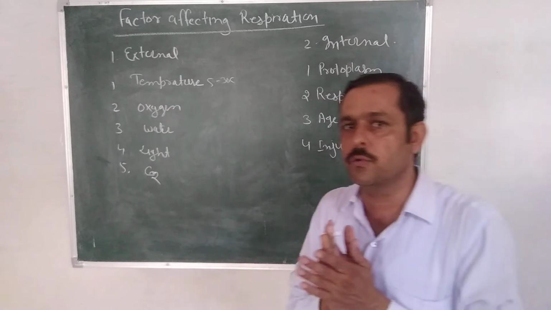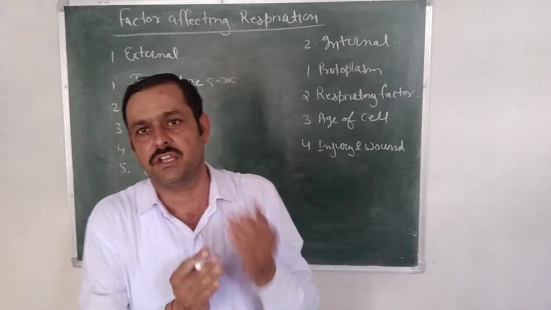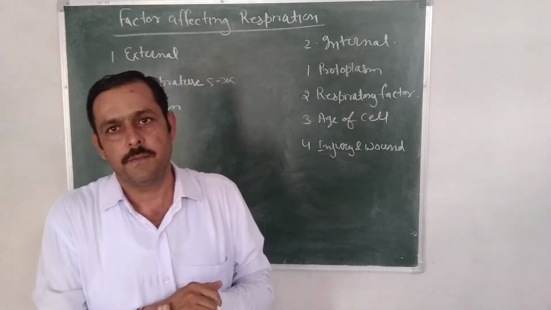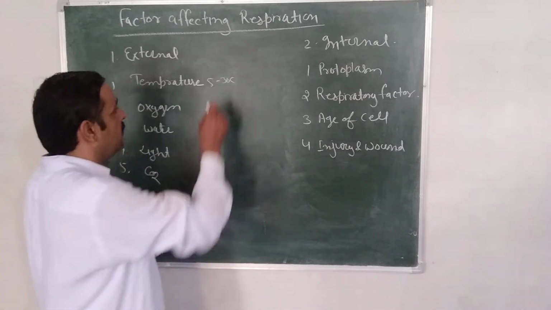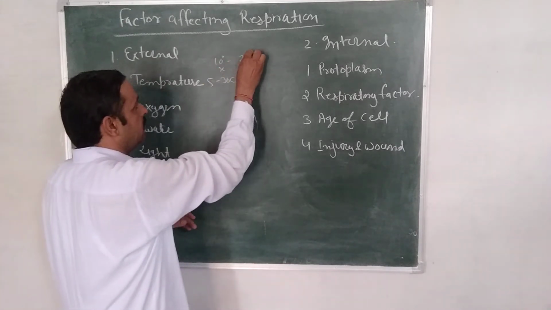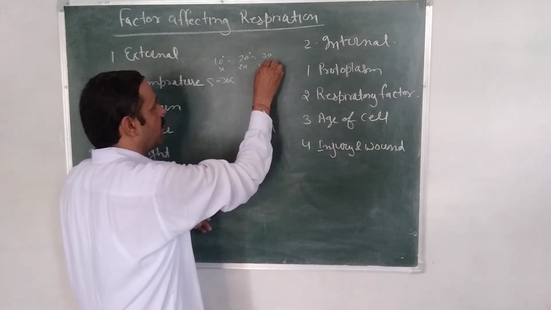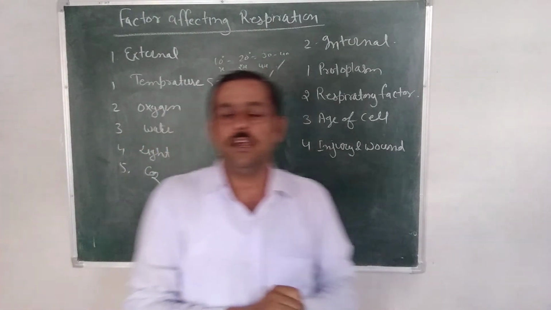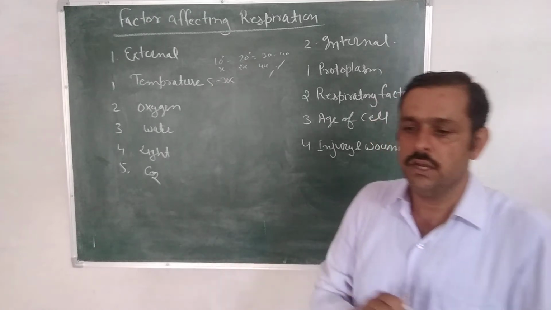What is the Van 't Hoff rule? It means the Q10 rule. Whenever the temperature increases by 10 degrees centigrade, the rate of respiration just doubles in the range between 5 to 30. For example, if the temperature is 10 degrees, the rate of reaction is X. At 20 degrees, the rate of reaction is 2X. At 30 degrees, the rate of reaction is 4X. At 40 degrees, the rate of reaction decreases because it crosses the limit of 30 degrees centigrade.